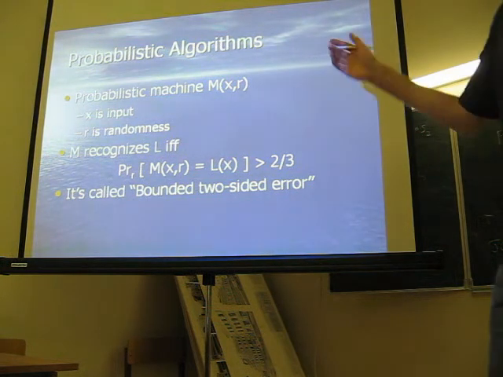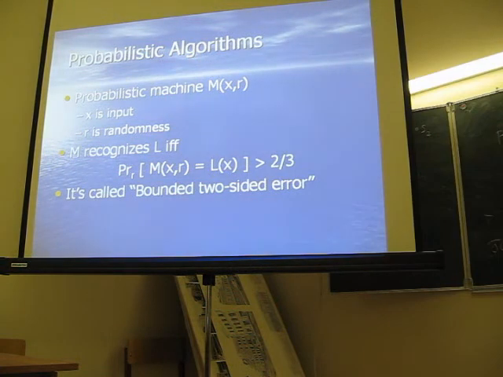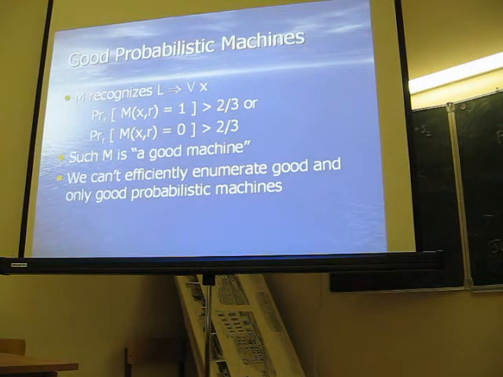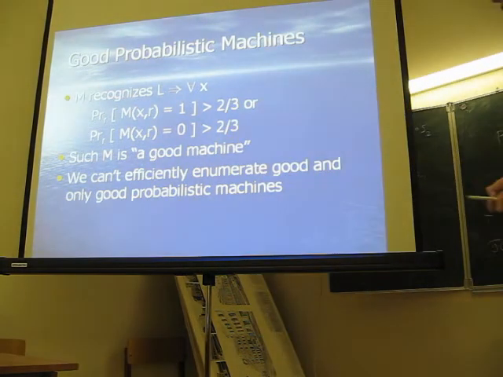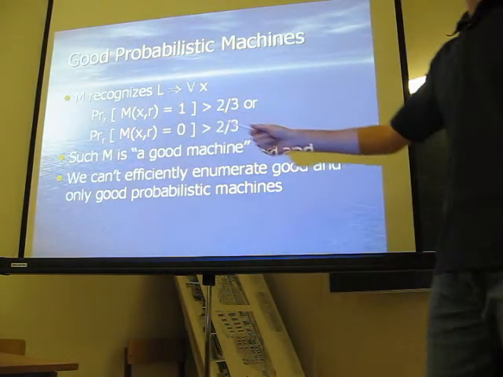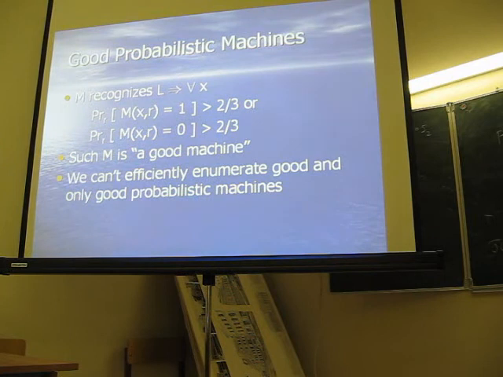Okay. So M receives X as the input and R is randomness. And we say that M recognizes L if on every input X, M outputs the value L of X with probability at least 2/3. And we say that M recognizes L with bounded two-sided error. I have to consider this definition just to say that this definition implies that not every probabilistic machine is good. If we say that M recognizes L, then by definition this means that on every input X we have that either M outputs 1 with probability more than 2/3, or it outputs 0 with probability more than 2/3. And we call such a machine good.